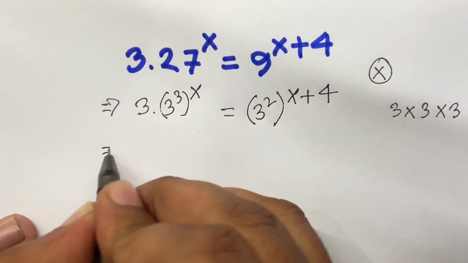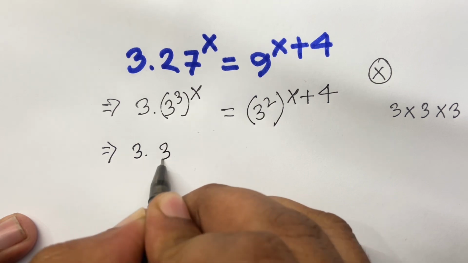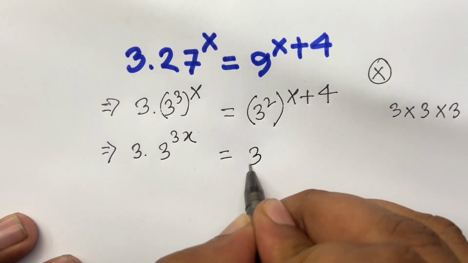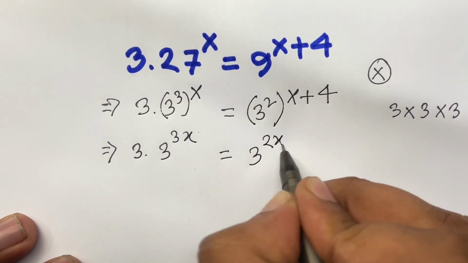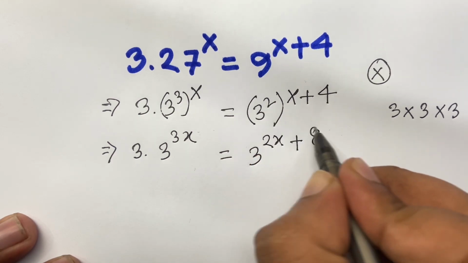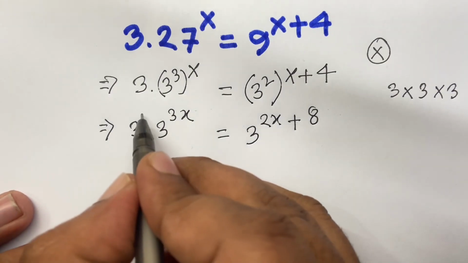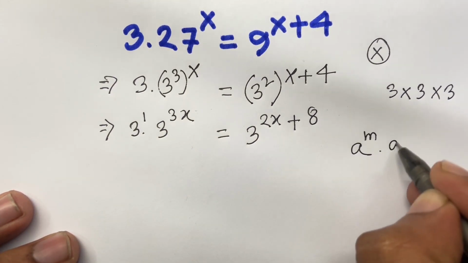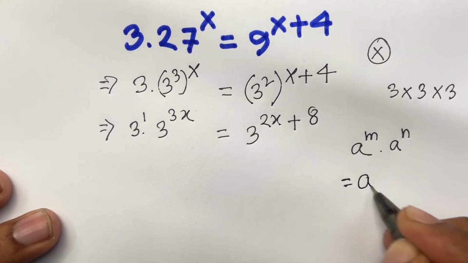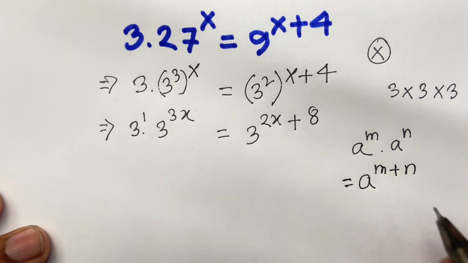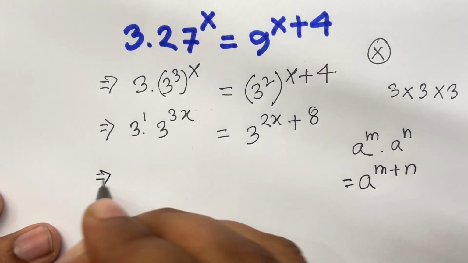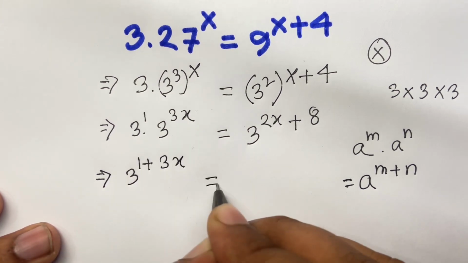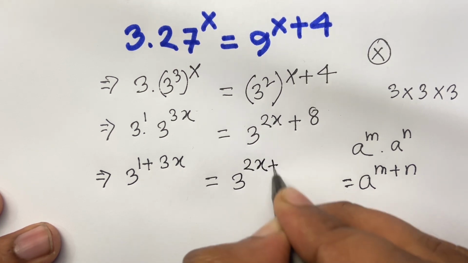Now I can say here is 3 and 3 times x equal to 3x, and here is 3 power 2 times x equal to 2x plus 4 times 2 equal to 8. Now this exponent is 1. We know that a to the power m times a to the power n equal to a to the power m plus n. I follow these rules in this line. This time I can say here is 3 power 1 plus 3x equal to 3 power 2x plus 8.